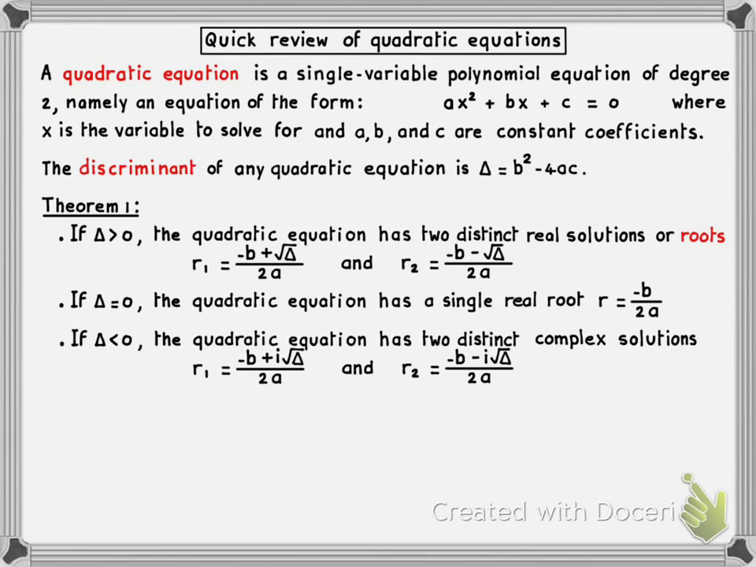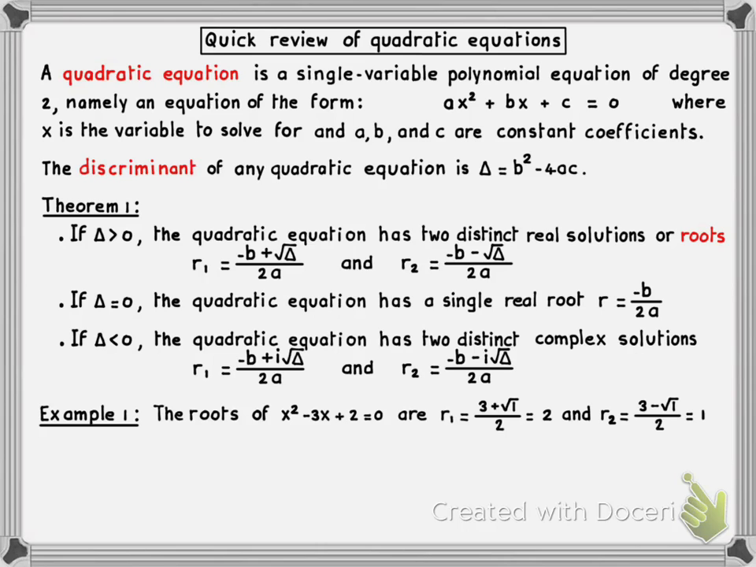So let's wrap up this review with a couple examples. First, we'll consider this quadratic equation x squared minus 3x plus 2 equals 0. So the first step is to compute the discriminant delta, where b is minus 3, a is 1, and c is 2. So delta is b squared, or 9, minus 4 times 1 times 2, minus 8, that's 1. So the square root of 1, of course, is 1.